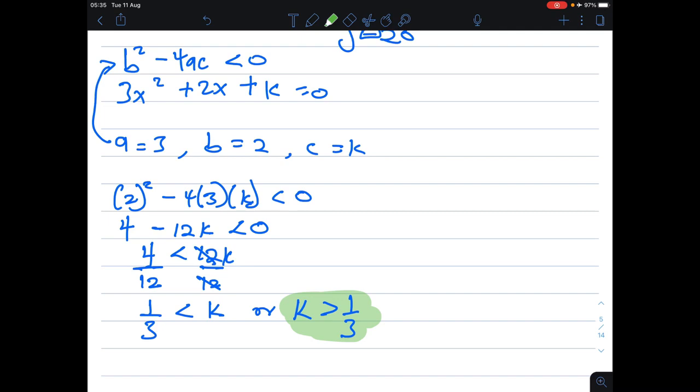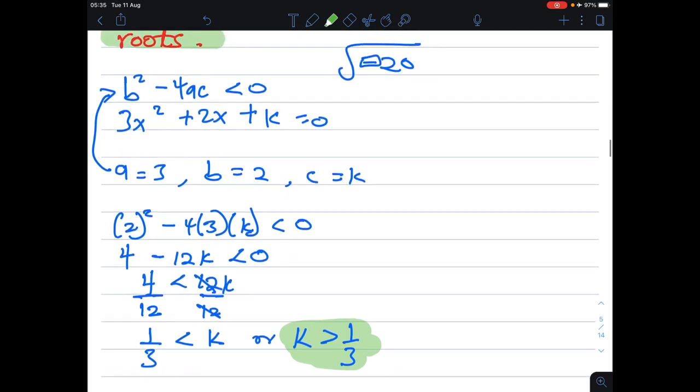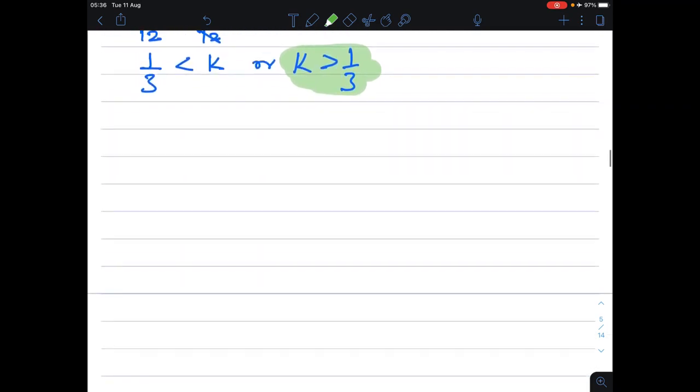So when k is greater than 1/3, you would have what we call the complex roots, because it would have no real roots.